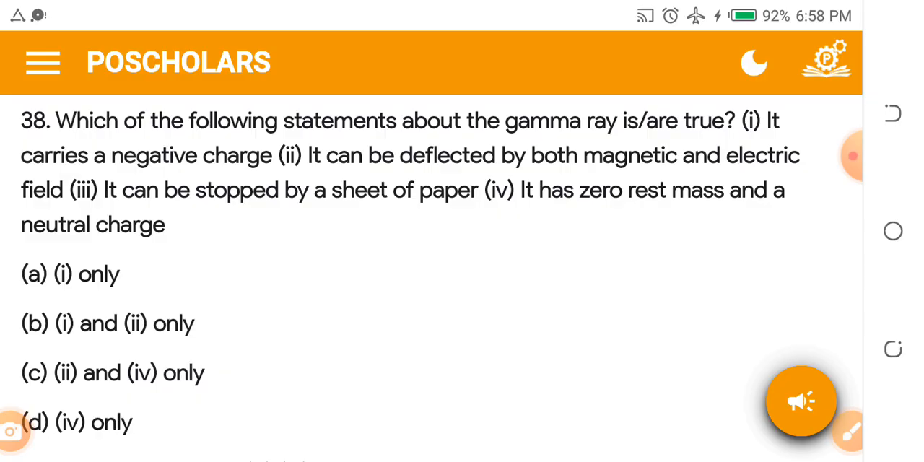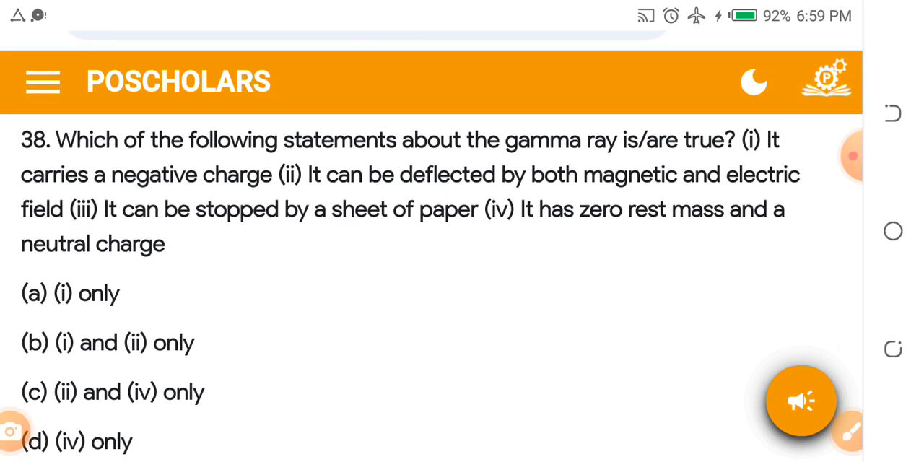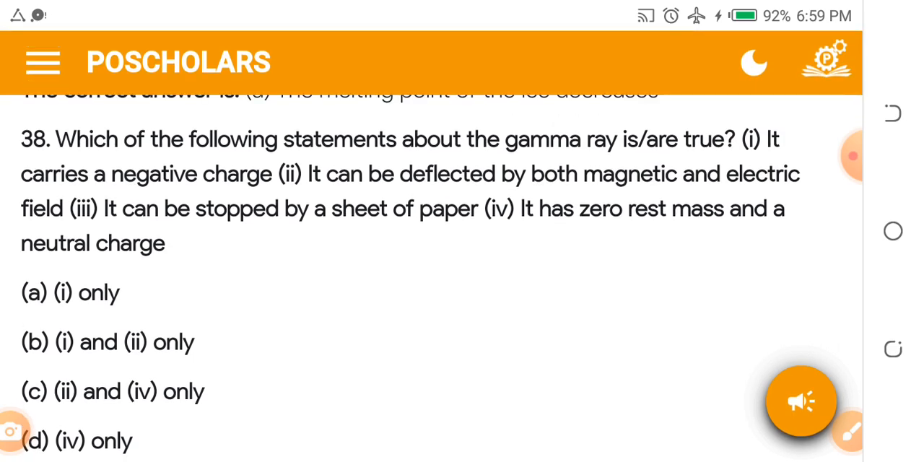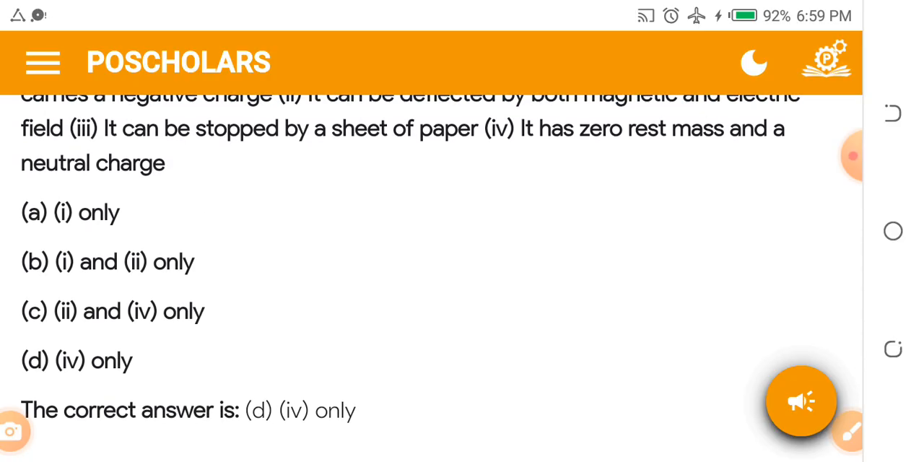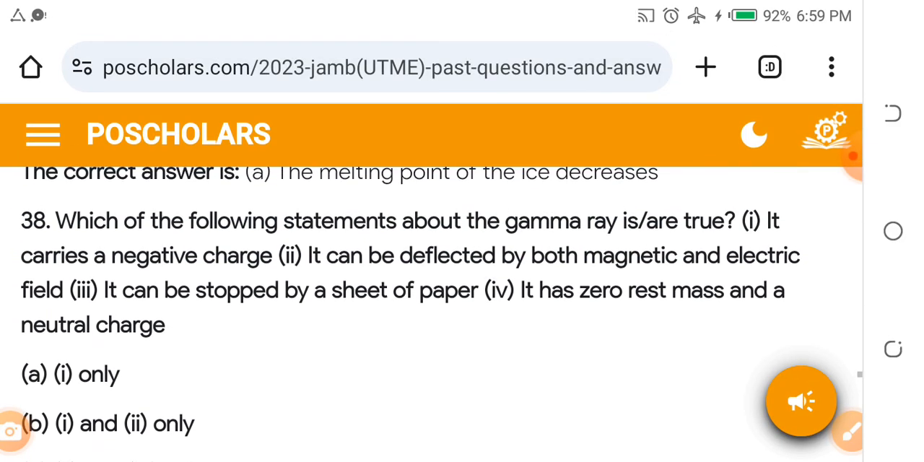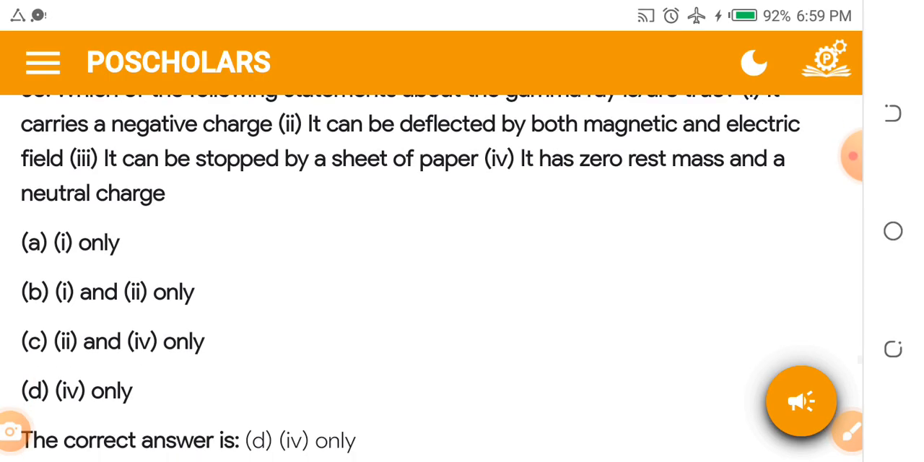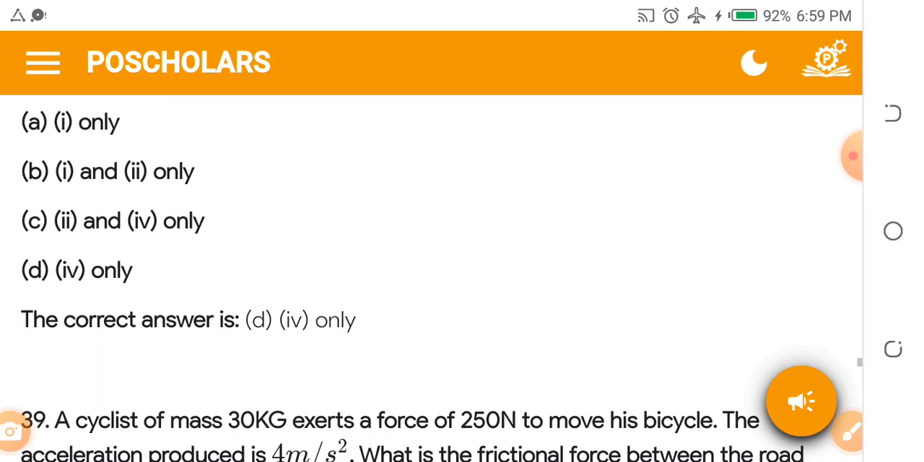Let's take it again. Which of the following statements about the gamma rays is or are true? I. It carries a negative energy. II. It can be deflected by both magnetic and electric fields. III. It can be stopped by a sheet of paper. IV. It has 0 rest mass and a neutral charge. The answer is IV alone. The one that is true for gamma rays is IV. It has 0 rest mass and a neutral charge.